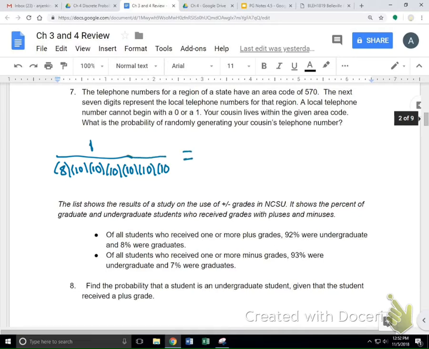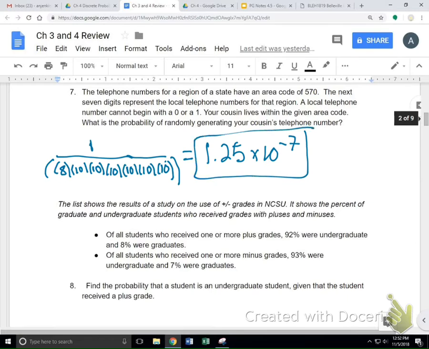Okay, now that I have that, I'm just going to perform that operation. If you're putting this into your calculator, you're going to want to make sure all of this is in parentheses in the denominator. And we see that it's going to be 1.25 times 10 to the negative 7. So I'm going to guess you're probably not going to come up with your cousin's phone number on the first try.